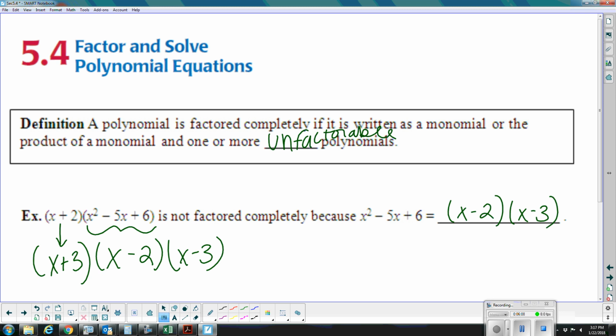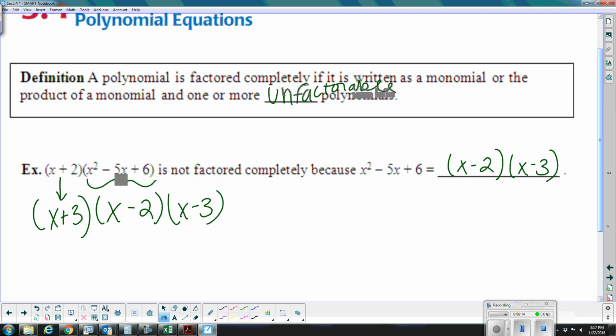Okay, so remember the rules about how to factor trinomials and binomials.